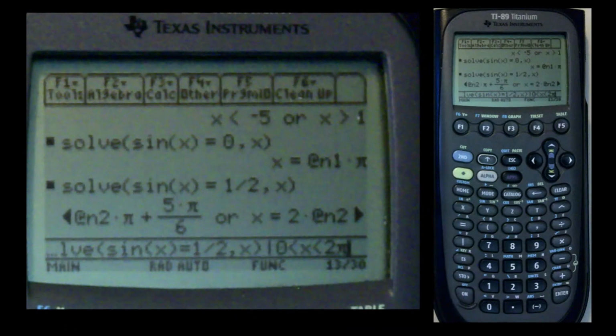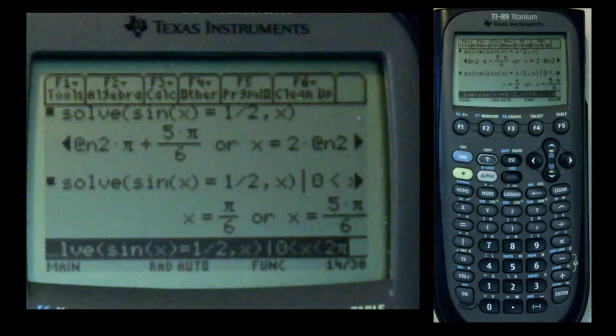Okay. Notice that you have to do this using the inequality way of doing this. You can't type in interval notation or anything like that. You have to use the inequalities. And if I hit enter, you'll see that it just gives me the answers from 0 to 2 pi. So that's pi over 6 and 5 pi over 6 are your only answers for that. So that's using the pipe button, or the vertical bar evaluation button, to limit the interval that you're looking at.